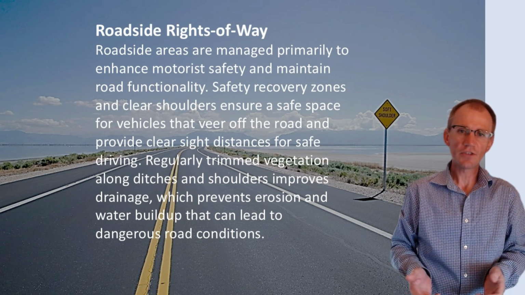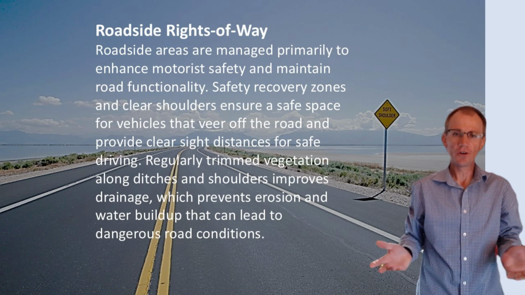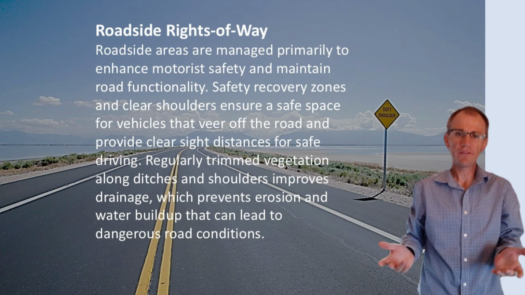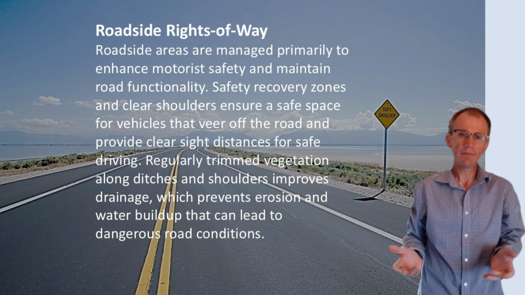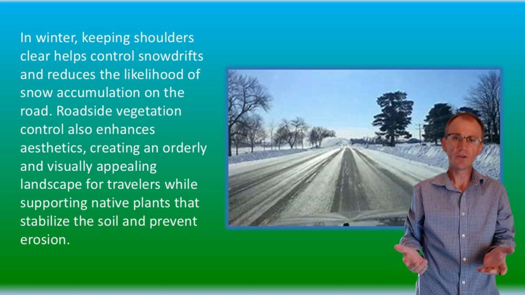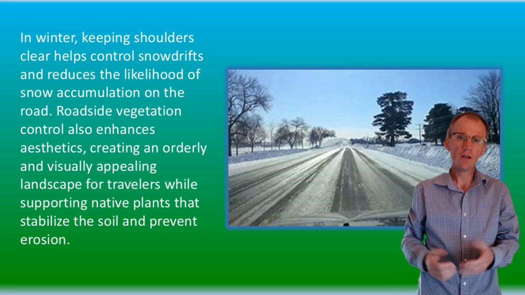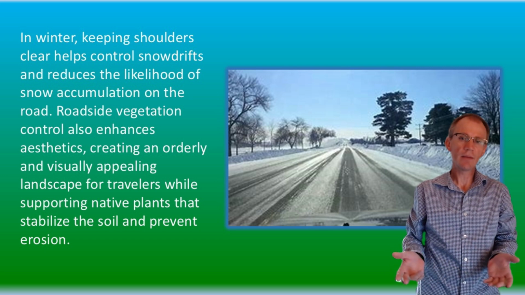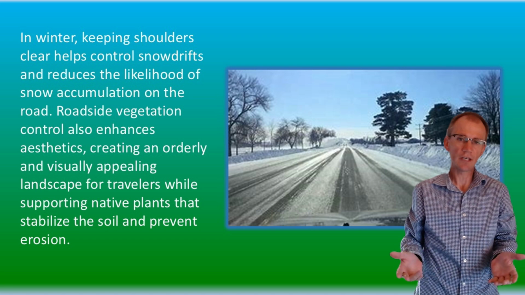Regularly trimmed vegetation along ditches and shoulders improves drainage, which prevents erosion and water buildup that can lead to dangerous road conditions. In winter, keeping shoulders clear helps control snowdrift and reduces the likelihood of snow accumulation on the road. Roadside vegetation control also enhances aesthetics, creating an orderly and visually appealing landscape for travelers while supporting native plants that stabilize the soil and prevent erosion.